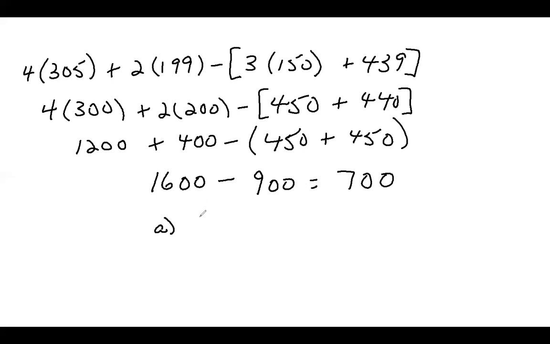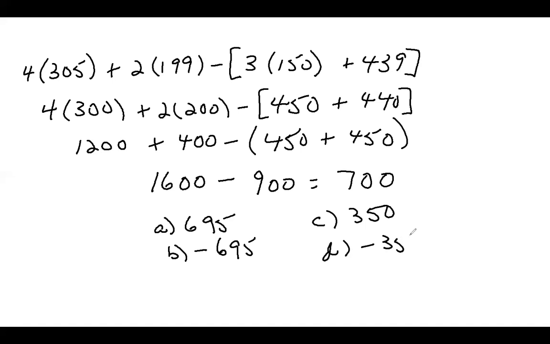I don't even know what this is. Maybe it's like 695. B might be negative 695. And then C might be 350. And D might be negative 350. So we've done a lot of rounding. This is what we get.